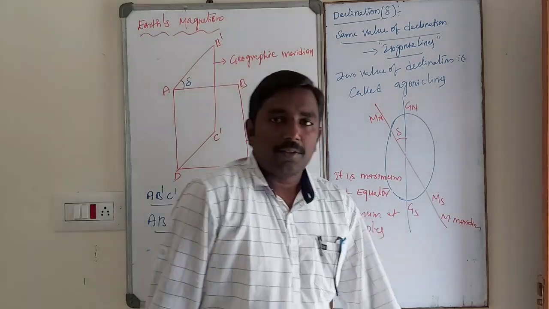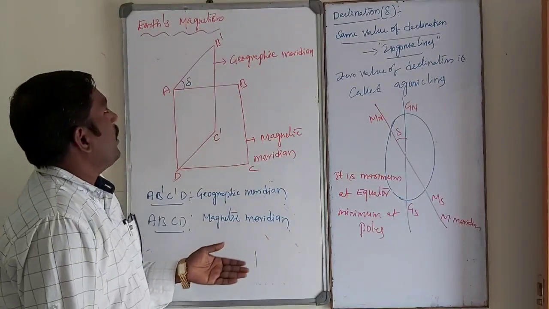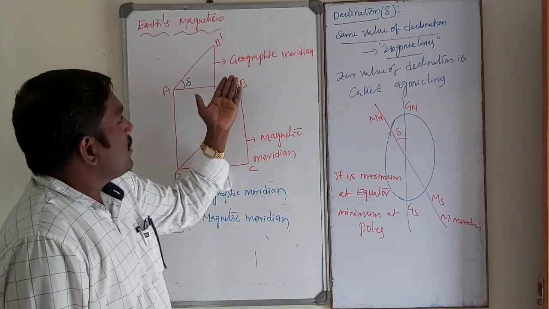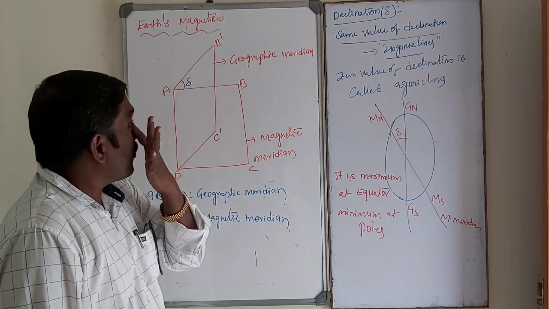Okay, students. So this is the yesterday's continuous class. Magnetism. See, this is the geographic meridian. This is the magnetic meridian. So what is meant by geographic meridian?